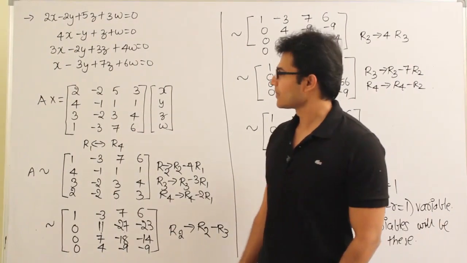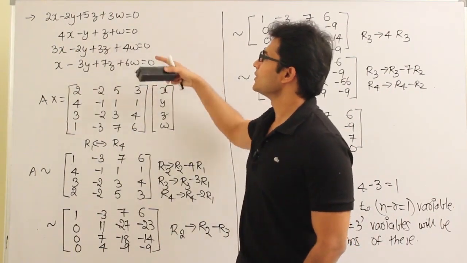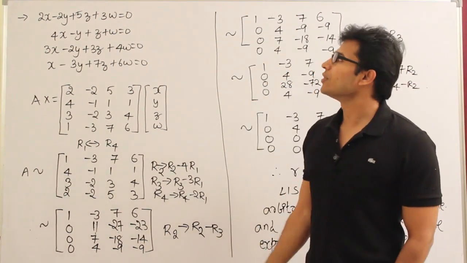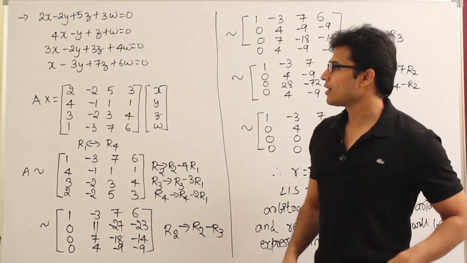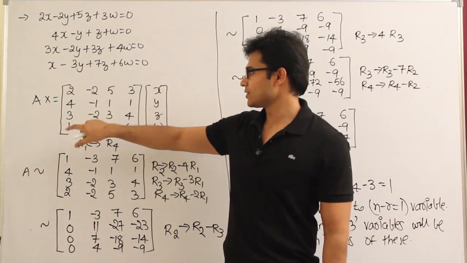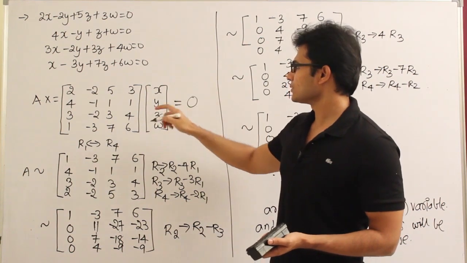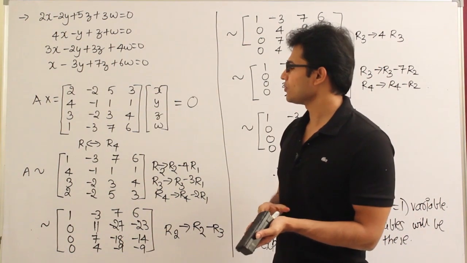Now see this. We are supposed to solve these equations. We have four equations and four variables given. Therefore, we got a 4 by 4 coefficient matrix A, so AX equals 0. If I write it, it is a 4 by 4 coefficient matrix.